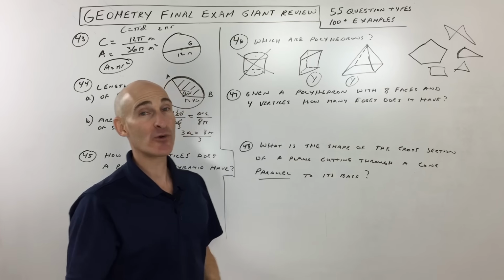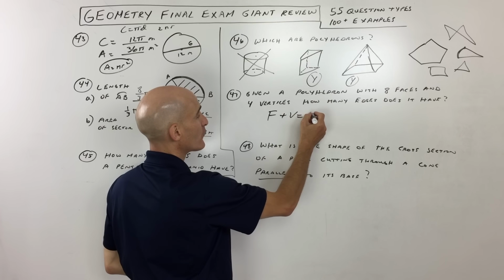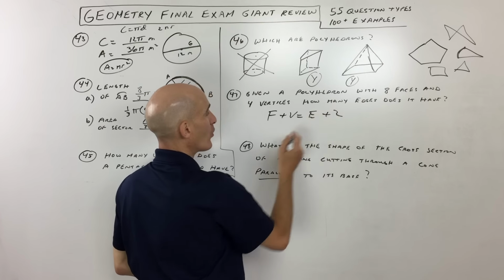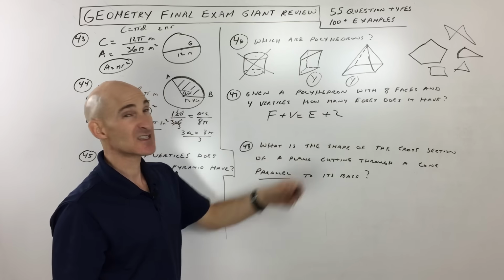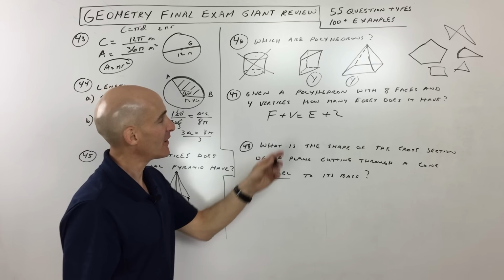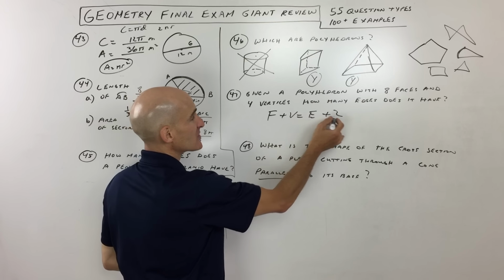Now 47 says, given a polyhedron with 8 faces and 4 vertices, how many edges does it have? Now what they're testing us on this question is, do we remember Euler's formula? Euler's formula, however you want to pronounce it. Now the way I remember this formula is it's my favorite formula, my fave, right? FVE, my favorite formula. Faces plus vertices equals edges plus 2.